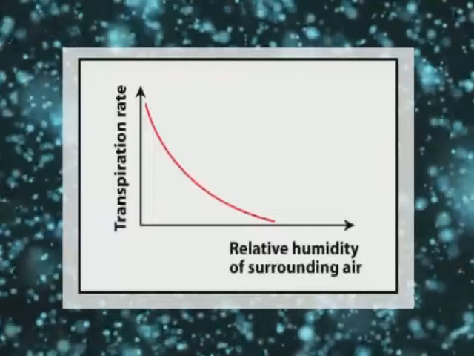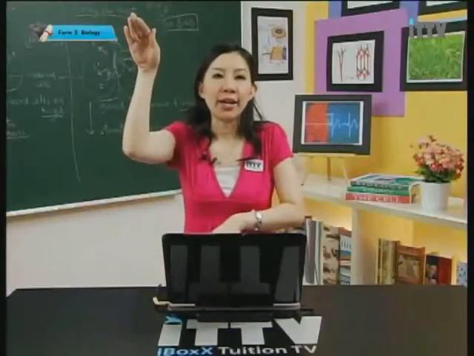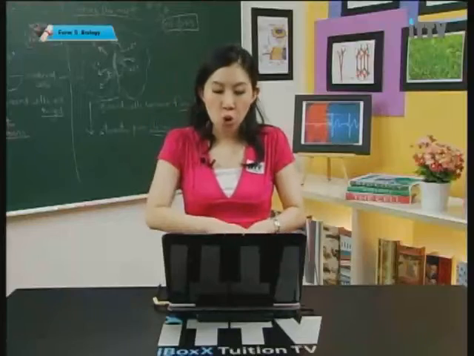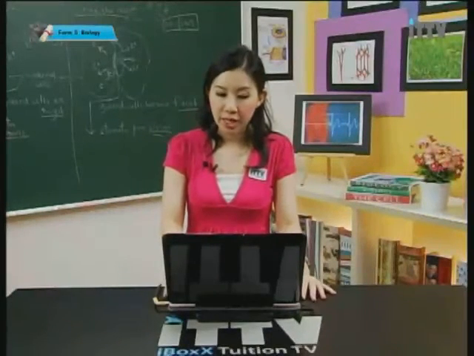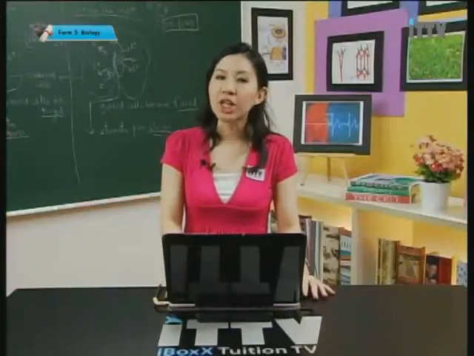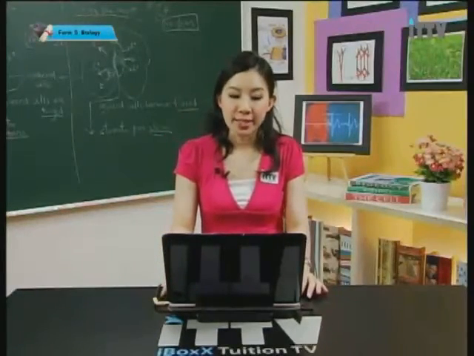It is an inverse relationship. When humidity is high, transpiration rate is low. So that's why the graph is an inverse proportion graph. High humidity, reduction in water loss. Now let's look at some questions for today.